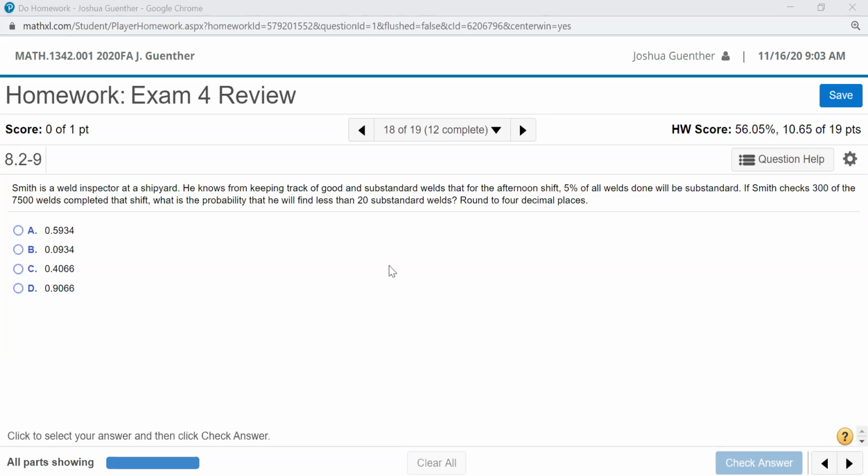Whoa. Okay. First of all, we can talk about this as a proportion. So he knows that 5% of all welds will be substandard in the population. So the population proportion is 0.05, because 5% of the welds have this characteristic of being substandard.